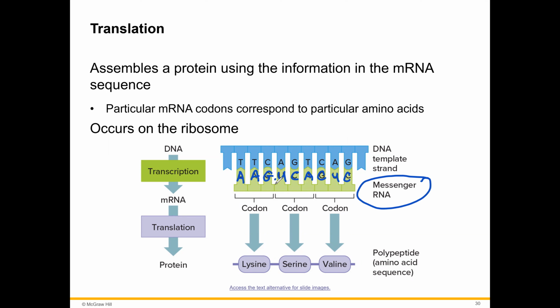Now remember, if we divide messenger RNA into 3-nucleotide sequences, that's called a codon. Each codon codes for a specific amino acid. And that's our translation, when we translate information from messenger RNA into proteins.